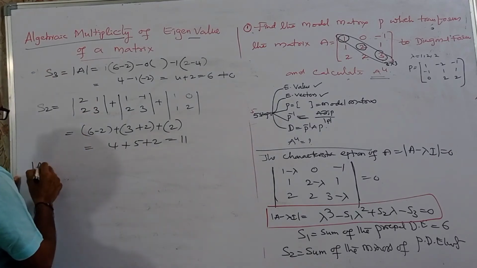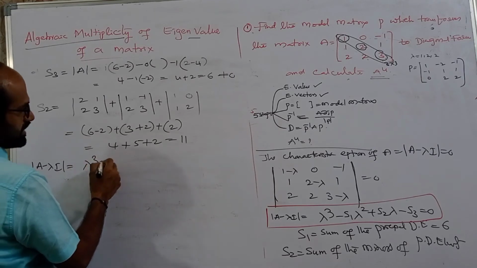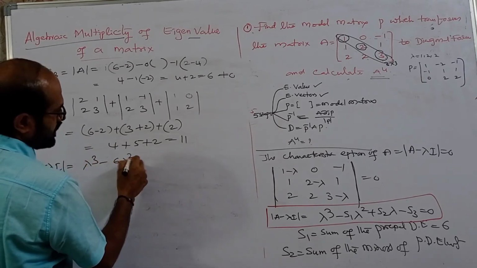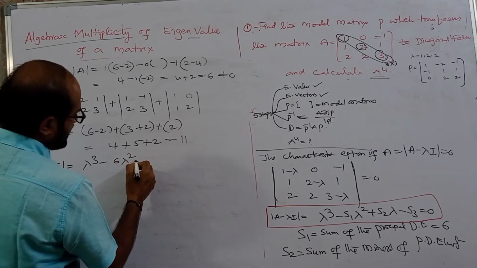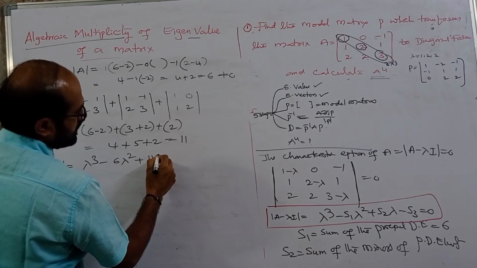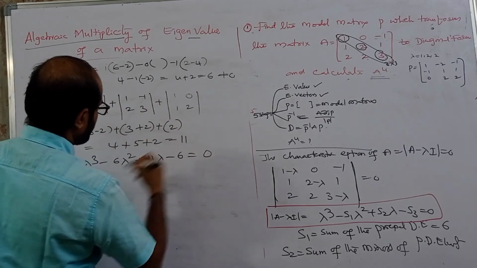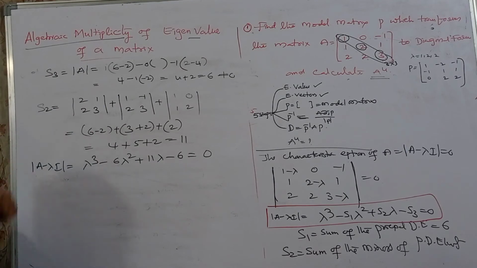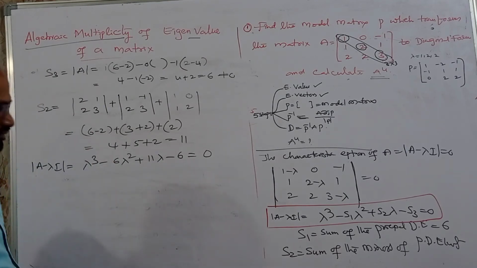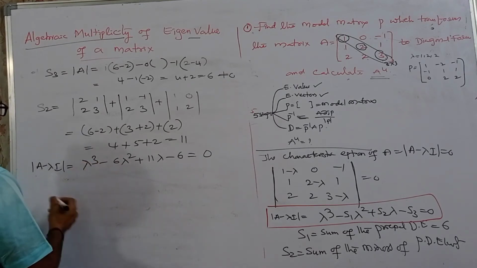Now our characteristic equation |A minus lambda I| equals lambda cube minus s1 lambda square, what is s1? 6. Plus s2, s2 is 11 lambda, minus s3, which is 6, equal to 0. Right, this is the equation of third order. Therefore, I will solve for the factors by using the trial and error method.